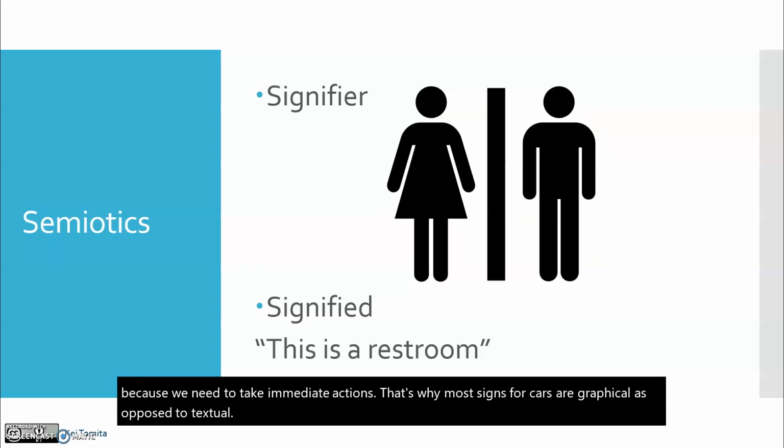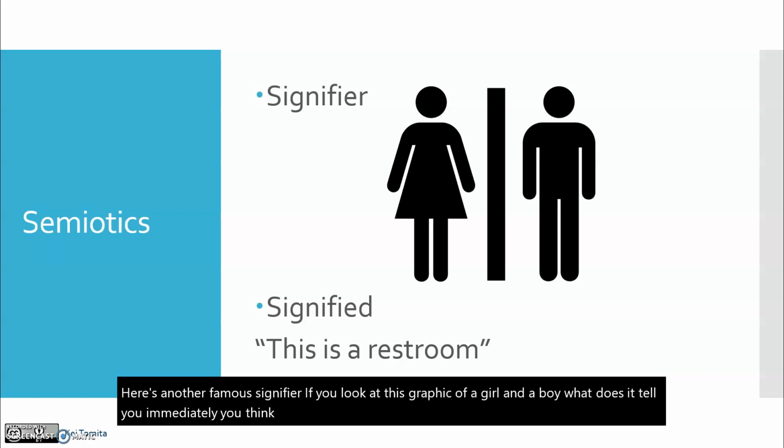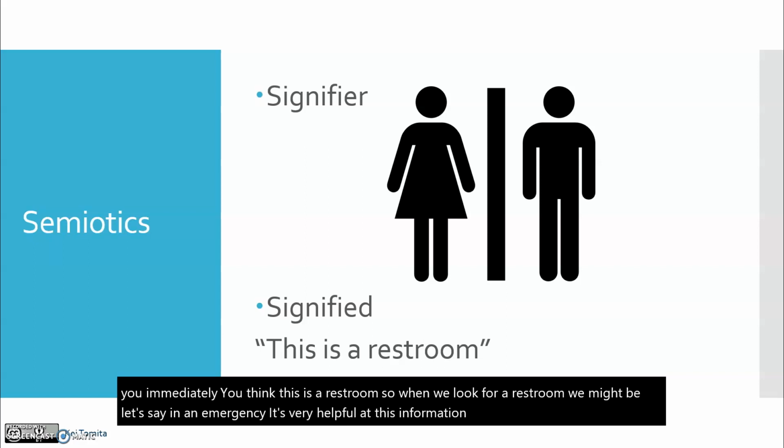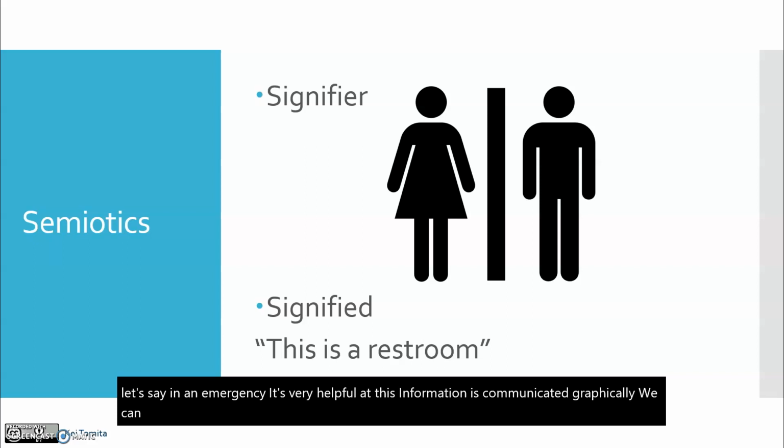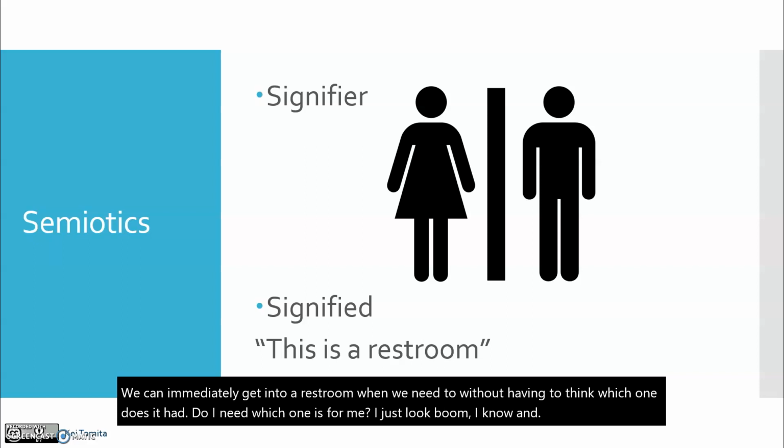Here's another famous signifier. If you look at this graphic of a girl and a boy, what does it tell you? Immediately you think, this is a restroom. So when we look for a restroom, we might be, let's say, in an emergency. It's very helpful that this information is communicated graphically. We can immediately get into a restroom when we need to without having to think, which one do I need? Which one is for me? I just look, boom, I know, and, no pun intended, I go.